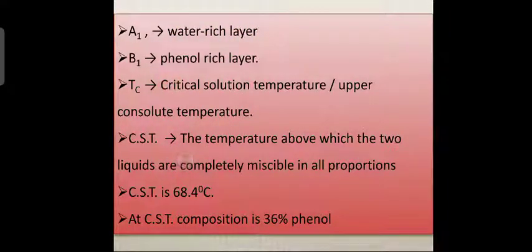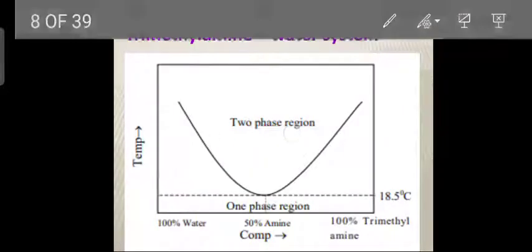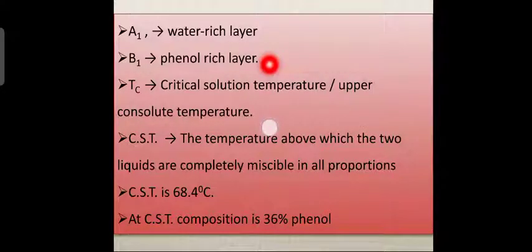Okay, TC is known as the critical solution temperature. So that is the highest point. TC is the highest point, so it is the critical solution temperature. So CST is the temperature above which the two liquids are completely miscible in all proportions. I had shown you this in the previous slide. So this is the temperature above which there exists only a single layer. And what is the critical solution temperature for the phenol water system? 68.4 degrees Celsius. And what is the composition at CST? 36% phenol. Okay. Next slide.